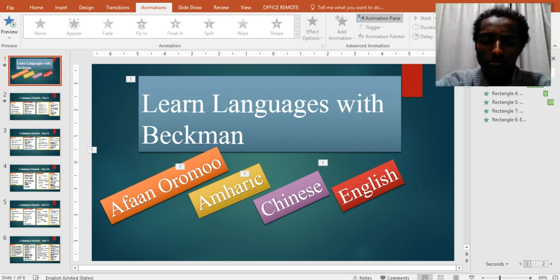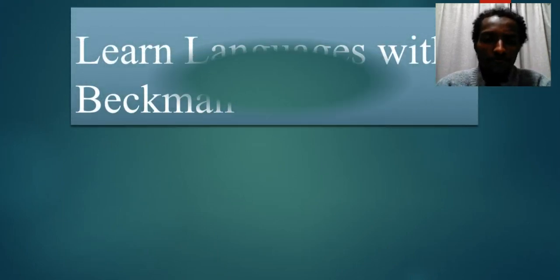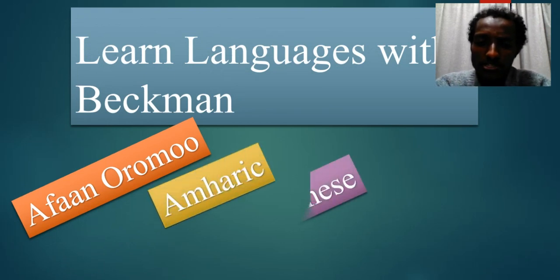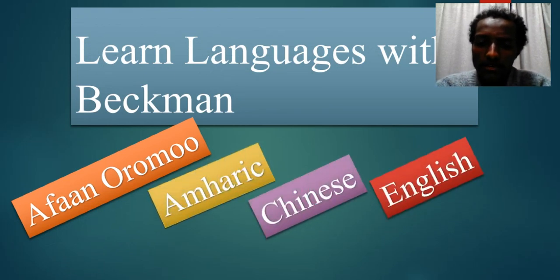Hello everyone, today I'm going to teach you how to speak 4 different languages, including English. Just follow me. The first language is called Afaan Oromoo, the second language is Amharic, Chinese, and English.